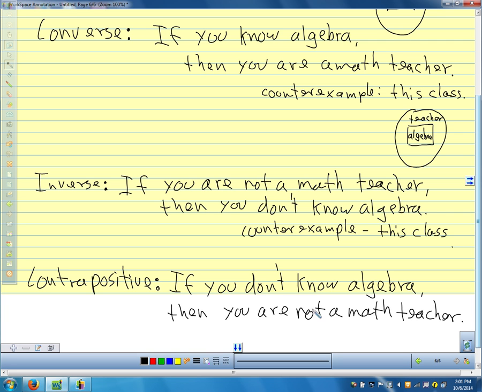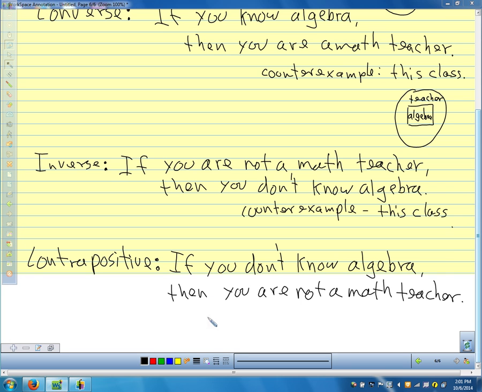So would this be true? If I don't know algebra, then you are not a math teacher. Yes. That is true. If you don't know algebra, they don't allow you to be a math teacher. So this is true, depending on what level we are. I guess if you teach elementary school, but then you wouldn't be a math teacher, you'd just be an elementary school teacher. So you could be an elementary school teacher and not know algebra.